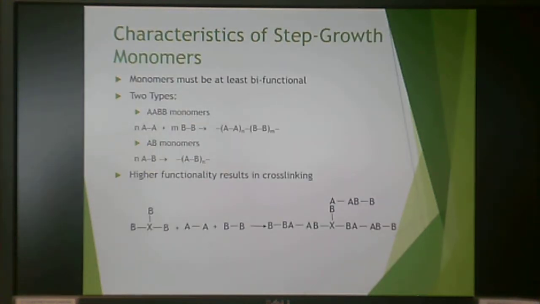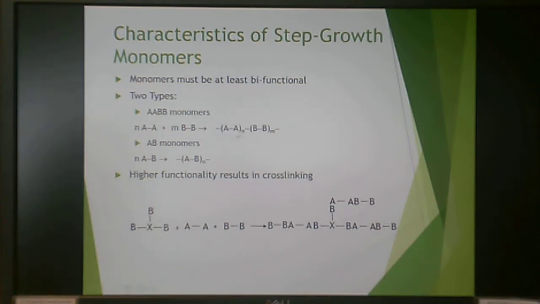So here are the characteristics of step growth monomers. The monomers must be bifunctional. And this always confuses people, so I'll try to explain this the best I can. There are two types: AABB, and AB. For AABB, you have AA monomers and BB monomers. A can only react with B. A can't react with itself, so it has to react with another B monomer that's present. So the AABB type of polymerization always gives copolymers. There are always two different types of monomers there.